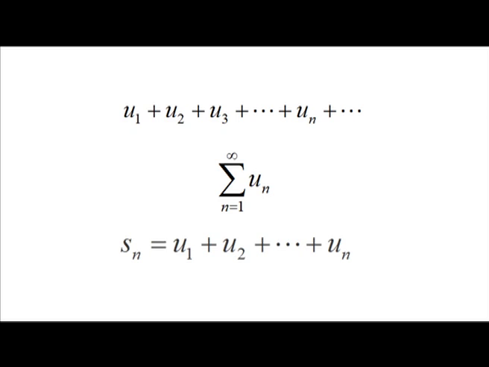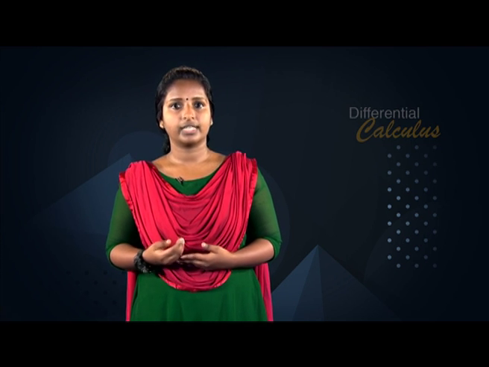The sum Sn equals u1 plus u2 plus etc. plus un, that is, the sum of the first n terms of the series, is called the nth partial sum of the series summation un, n from 1 to infinity. If Sn is the nth partial sum of the series summation un, n from 1 to infinity, then the sequence S1, S2, S3 etc., Sn etc. is called the sequence of partial sums of the series.